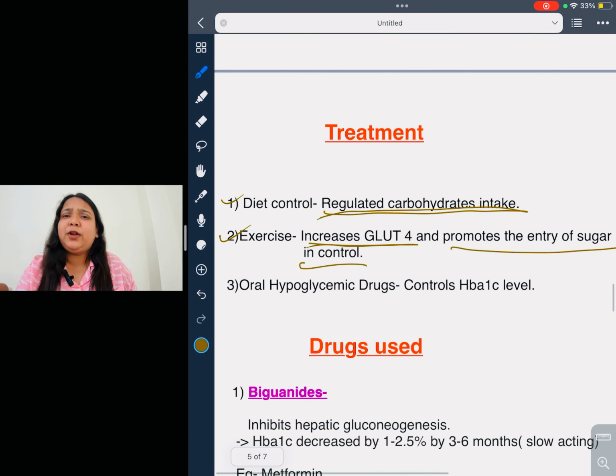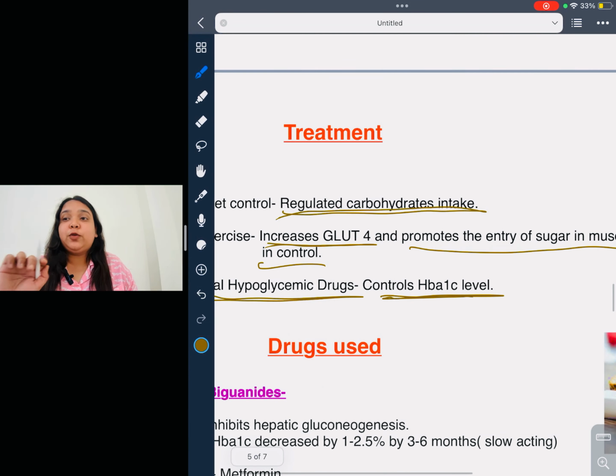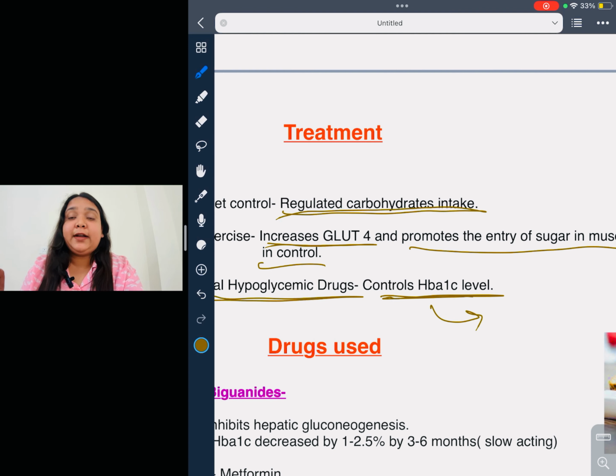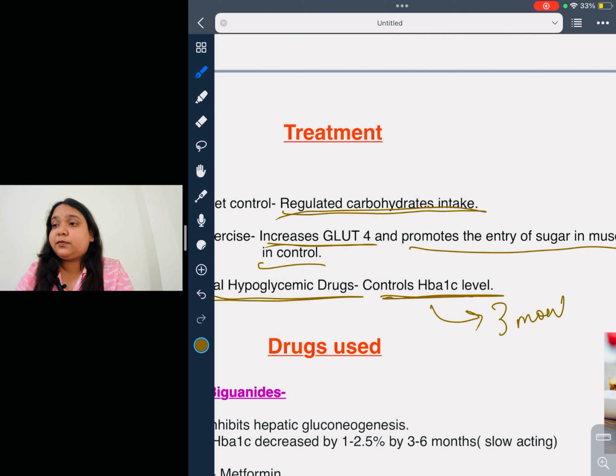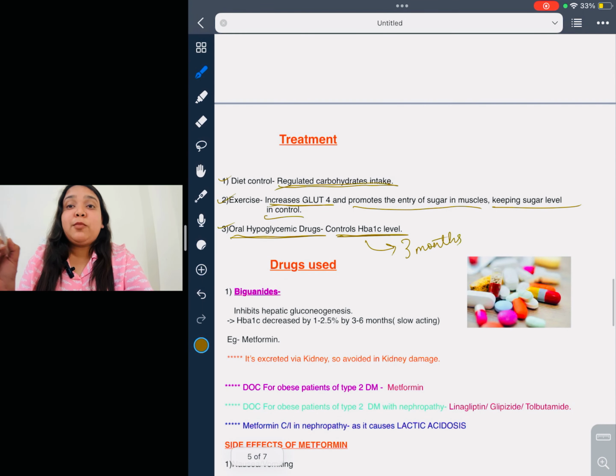Now these things were not to be noted in diabetes type 1. In type 2 they are extremely important. And then you can finally give them OHAs, which are oral hypoglycemic drugs, which can control the HbA1c levels. I told you earlier that HbA1c can tell you about the glucose level of a patient for 3 months. So this was all about the initial treatment for diabetes type 2.